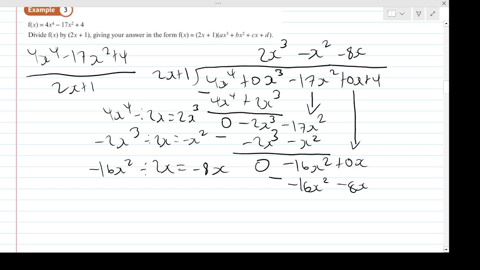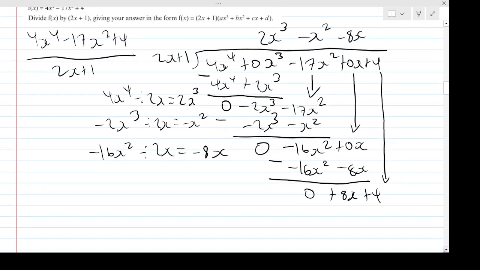Then the same thing: I take away these two equations in between the lines. Minus 16x squared take away minus 16x squared would be adding 16, so that's 0 overall. So 0x squared, and then 0x take away minus 8x would be plus 8x. Again, I bring that number down, so plus 4.